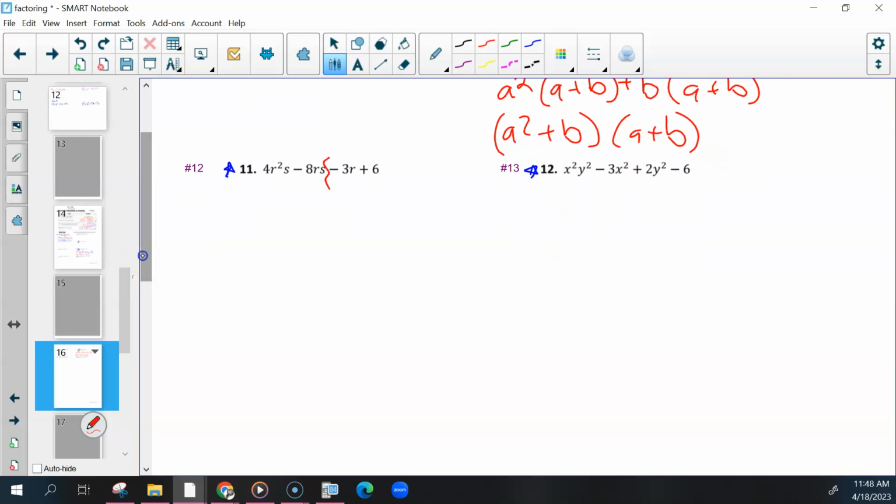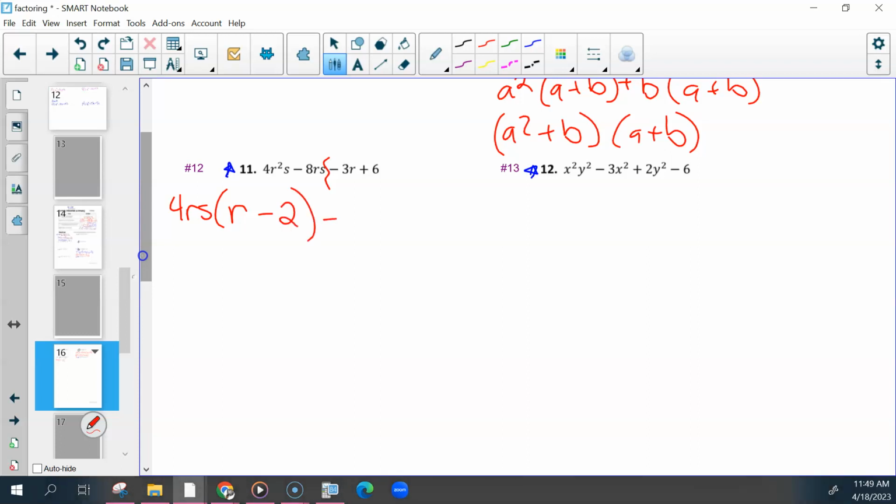What do those first two have in common? 4RS, yes, all of the above. Divide that out of both pieces, what would be left? Matthew? RS. The first one would just be R, but minus 4. There we go. Bring down the negative.